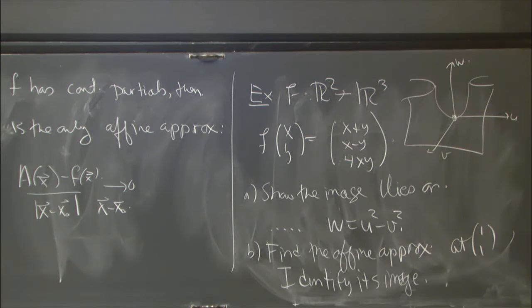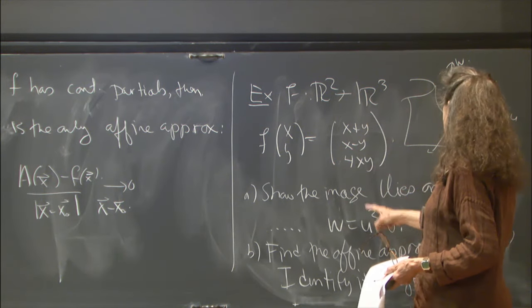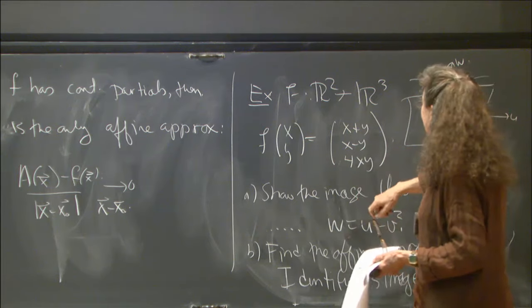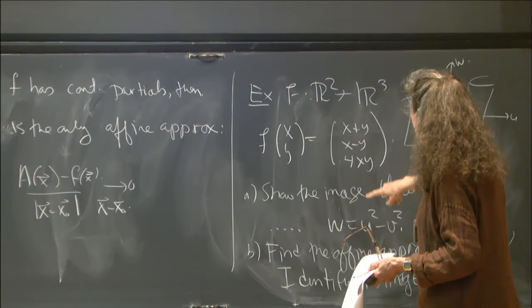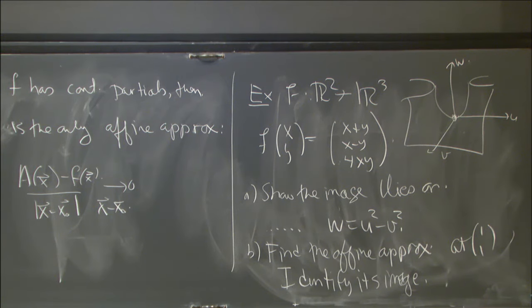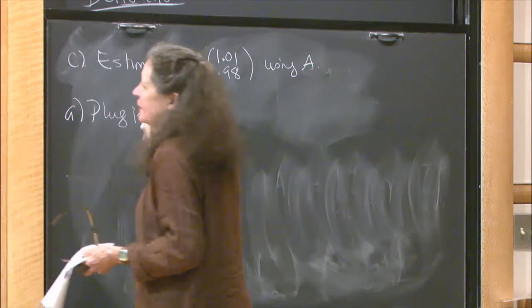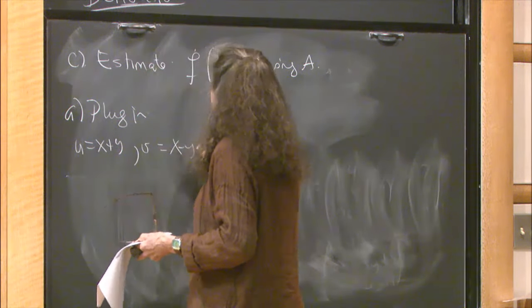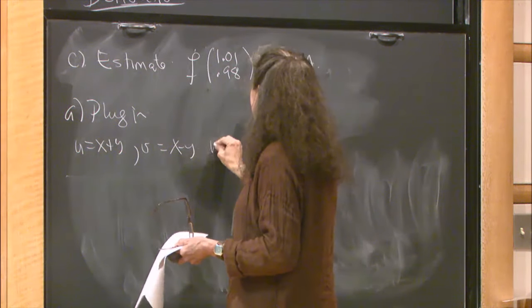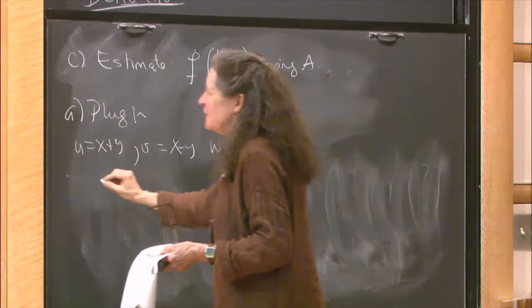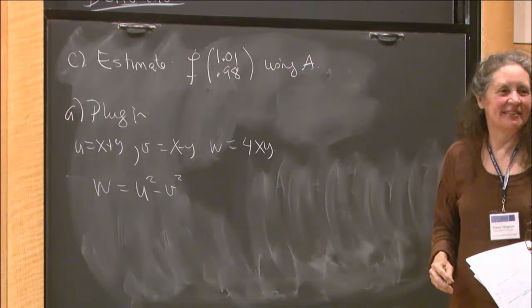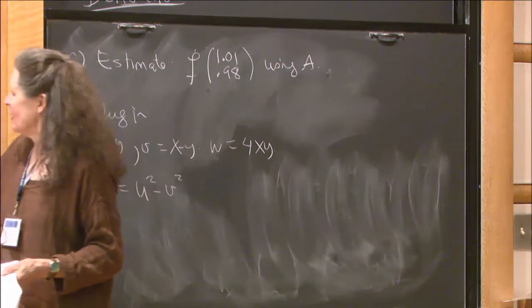Okay, so what we're showing here, this is a map from R2 to R3, and I'm saying that the image is on the saddle surface. So how do we check that? Just plug it in, right? Plug in this for u, this for v, and this for w, and it should work. So here's A. We plug in u equals x plus y, v is equal to x minus y, w is equal to 4xy. Does it satisfy w equals u squared minus v squared? I think it does. Okay, all right, so the image of this thing is on the saddle surface.